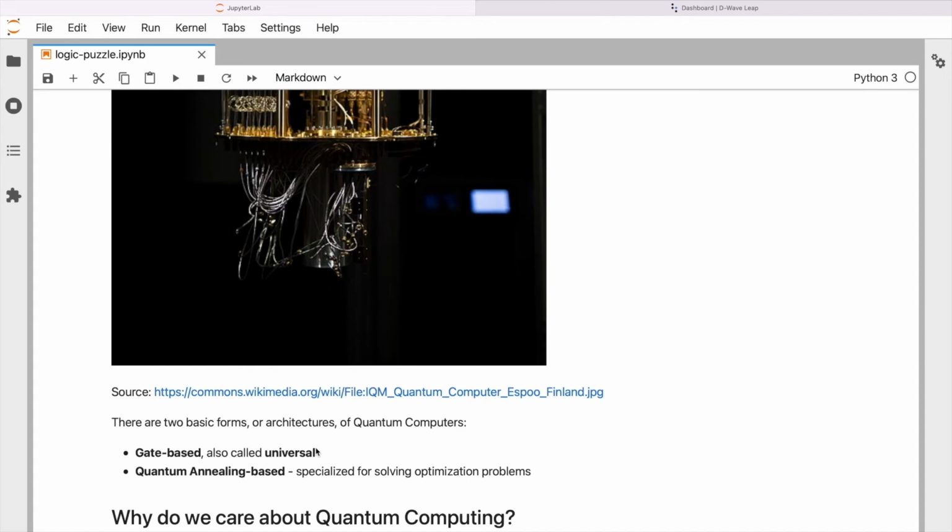But for the purpose of this series of videos, we're going to be using a quantum annealing device to work with and to solve our problem.